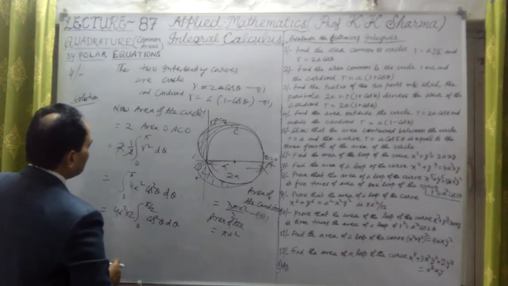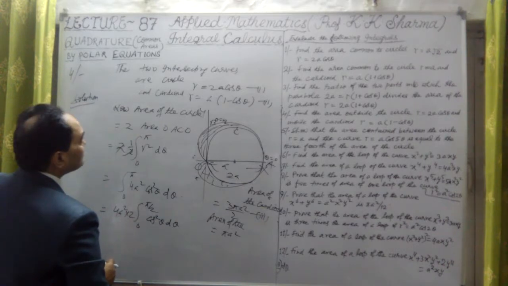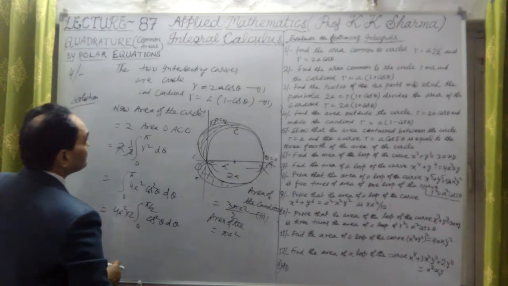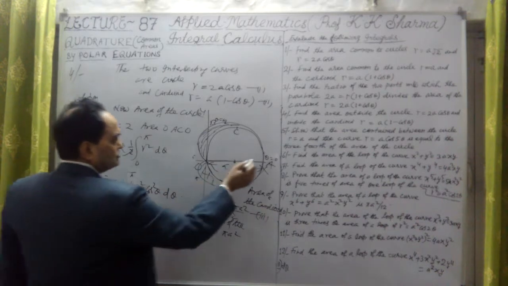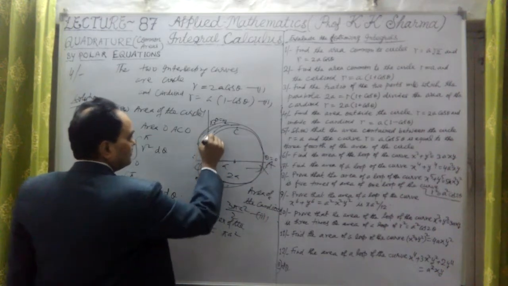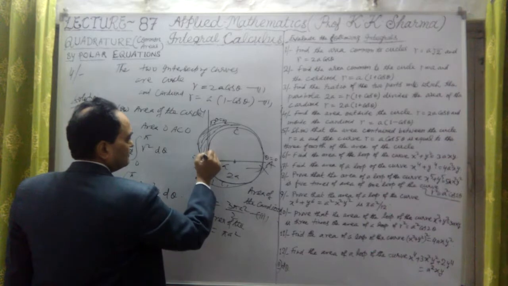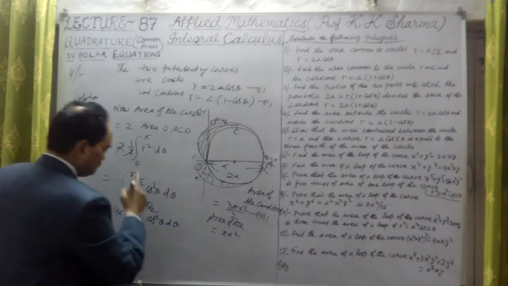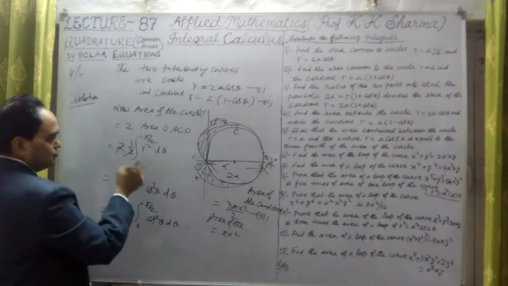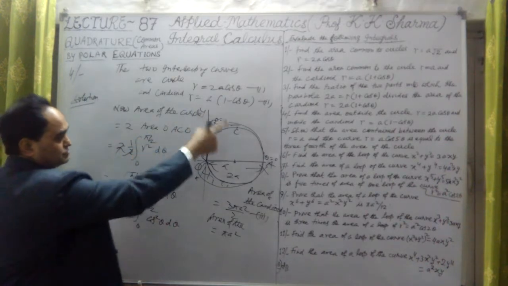Now, have we done that twice? That is a square we did, it is twice a square, 4a square into 0 to pi by 2. The limit is 0 to pi by 2 here, because at this point theta is pi by 2. So limits are 0 to pi by 2, in case of this. In case of the circle also, 0 to pi by 2.